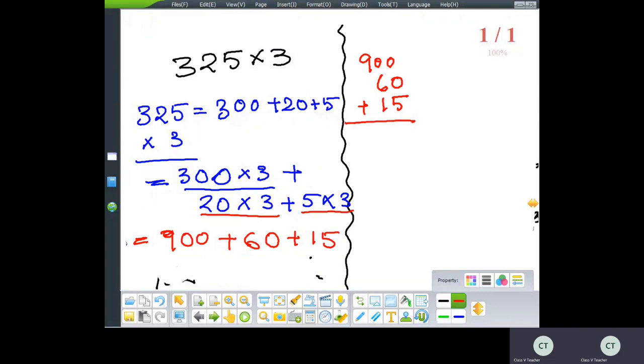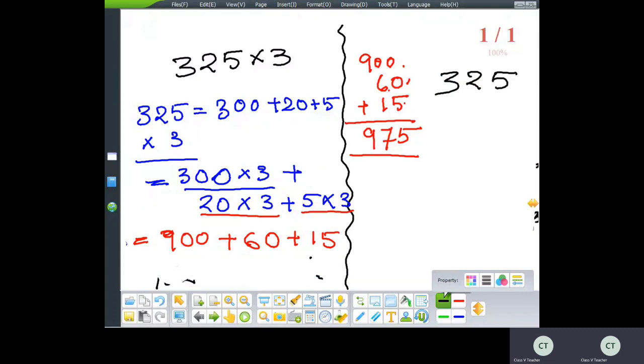Write the numbers one below the other and then do the addition. So 5 plus 0 plus 5, 0 is 5. 6 plus 1 is 7. So 9, 9. So we got the answer as 975. So when you multiply 325 into 3, you have to get 975. So let us check that.